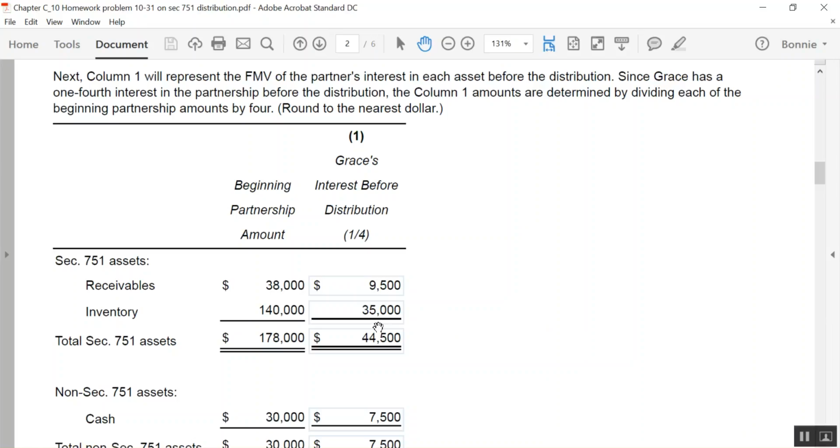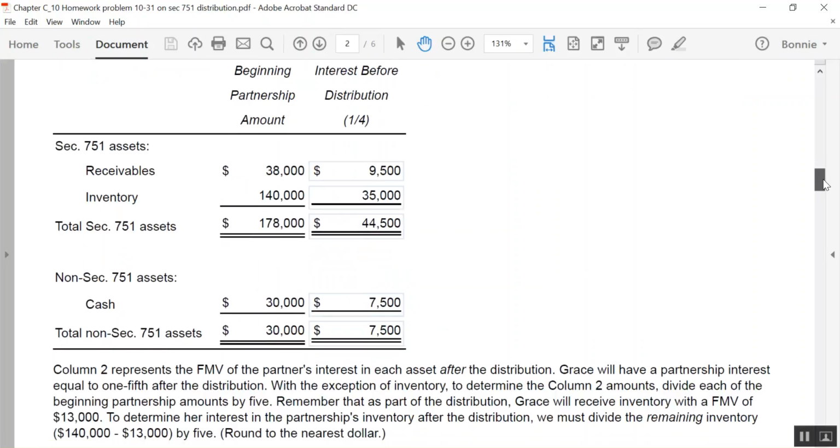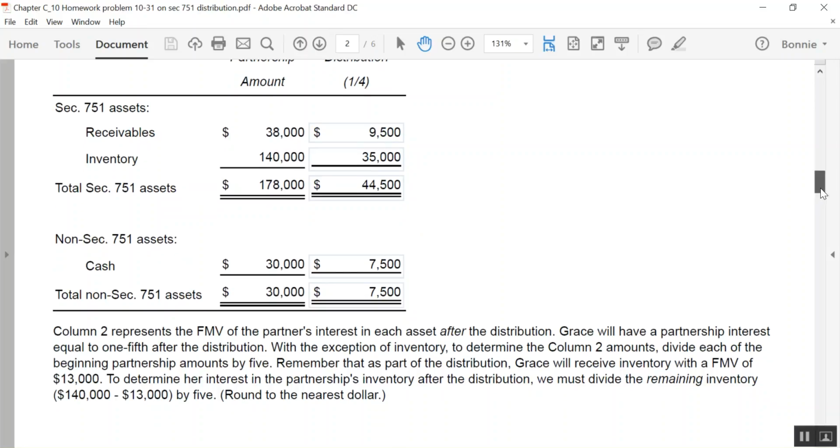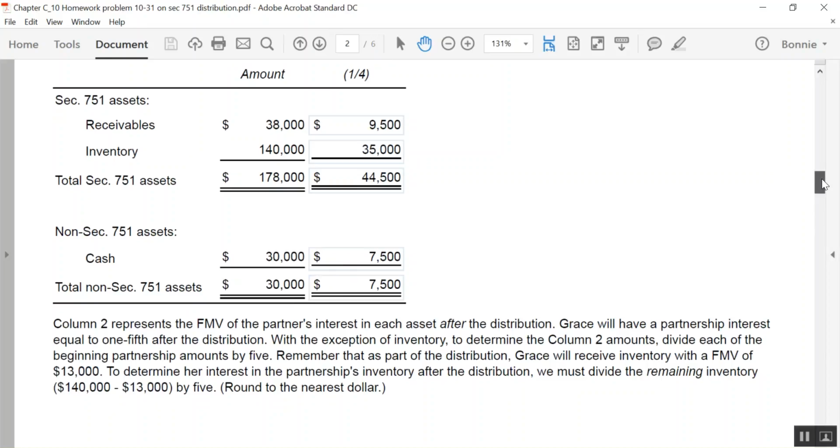So Grace's interest: you just multiply 25% by the fair market value of each one of these to come up with her interest. So 25% of 38,000 is 9,500. 25% of 140 is 35. That totals 44.5. Her interest in total in the 751 assets of the partnership at fair market value is 44.5. Her interest in the non-751 assets, which are comprised solely of cash, is 7,500.